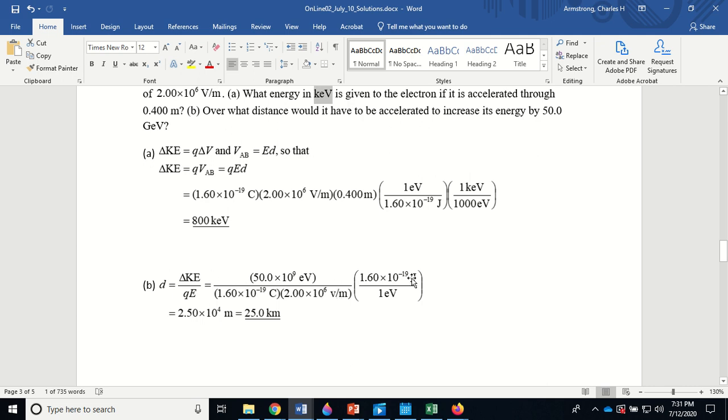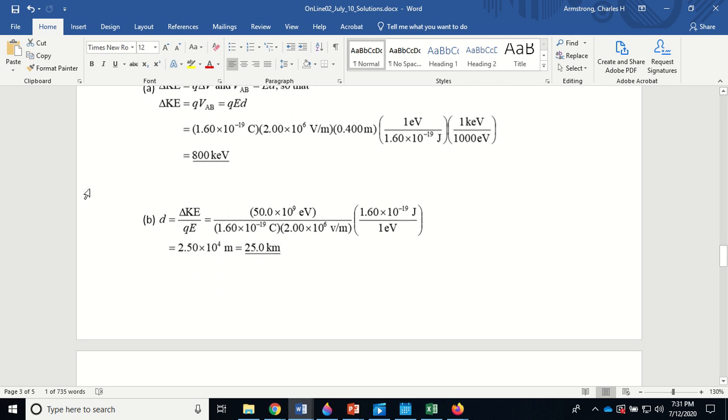And then we're converting it back into joules. When you get this, you've got electron volts here, so you're going to have this number with electron volts in it. We don't want it to have electron volts in it. We want to get rid of the electron volts part and put it back into joules. So that's what this is for. So we would get the distance is 2.50 times 10 to the 4th meters, or 25 kilometers. That's the distance it would have to be accelerated to increase its energy to 50 giga electron volts.